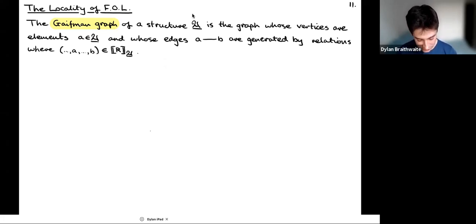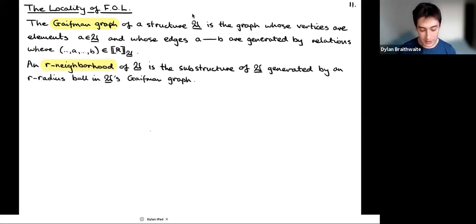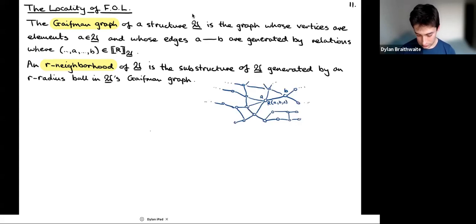And then based on this, we can define the idea of a neighborhood of a structure, which is just: you take a point in the graph, you take all the things that are some radius away from it, and that generates a substructure of the original structure. So for example, if we have something like this, the radius one neighborhood around A here, you just draw something like this, and you take all those points, and the substructure of A generated by those is the neighborhood.